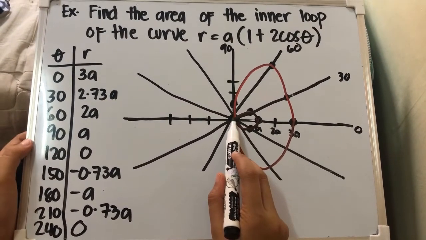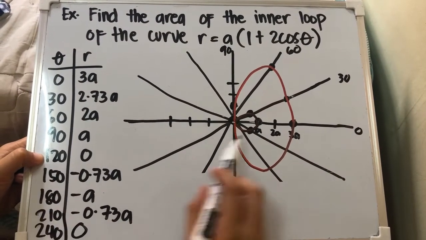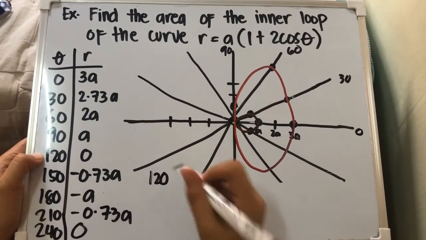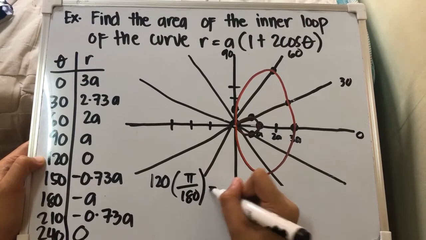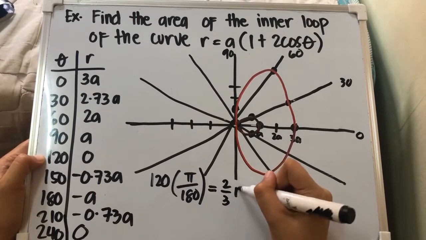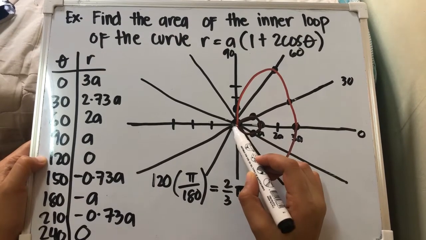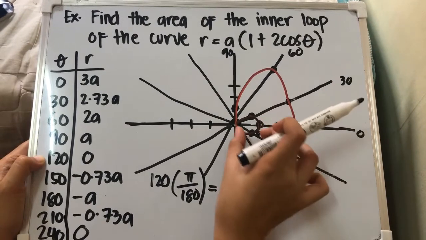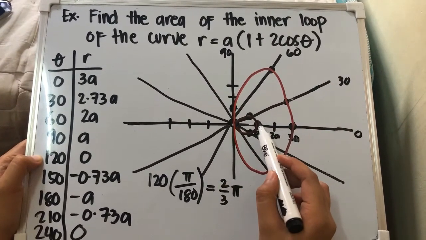So from here, we know that it started from 0, which is 120. The angle of this one is 120. So meaning to say, if we transform 120 into radian, we have 120 times pi over 180. This is equivalent to 2/3 pi. So meaning to say, this is now our lower limit, and it ranges to a maximum point, which is this point. So as you can see, this is the lower point and this is the maximum point.